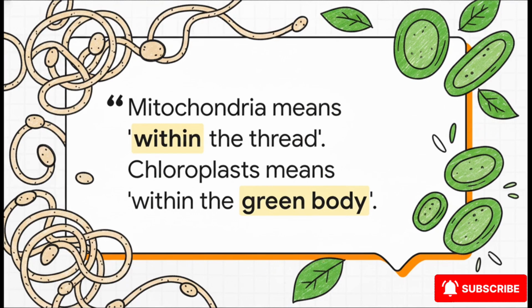There's actually a really fun scientific fact hidden right in the terminology here. If you look at the prefix mito in mitochondria, it comes from an ancient word meaning within the thread, describing exactly how they looked under early microscopes. And the prefix chloro in chloroplast literally translates to green body. So a chloroplast is literally just a green body doing work inside the cell. Science vocabulary actually makes total sense when you break it down like that.